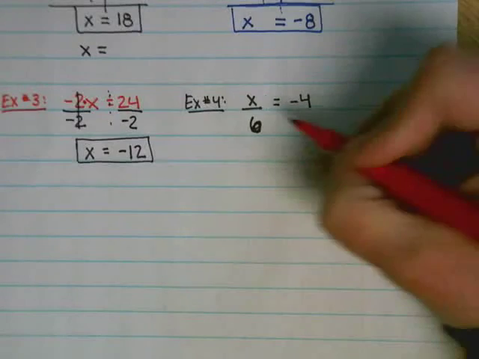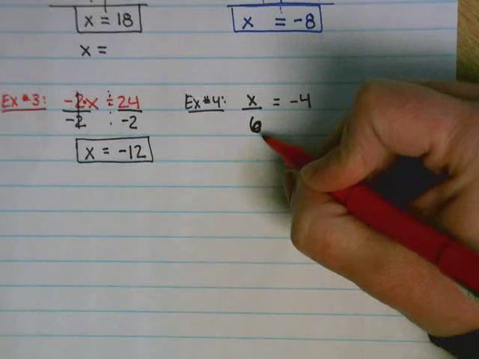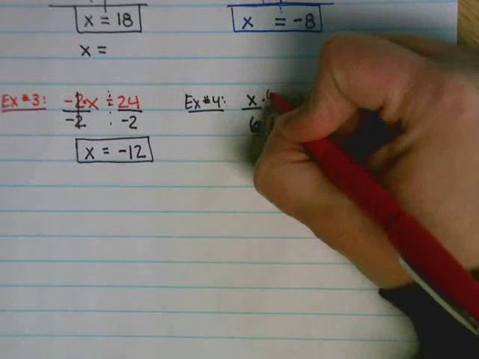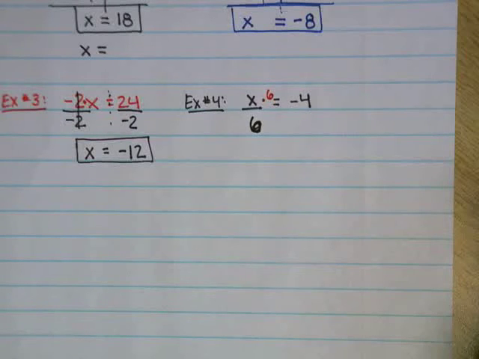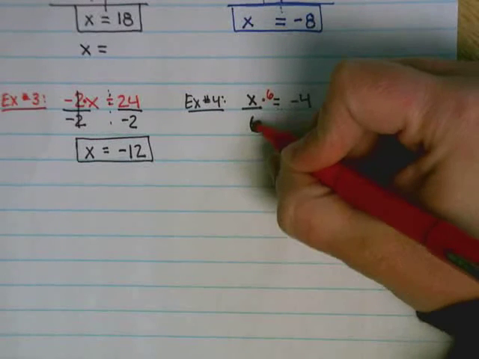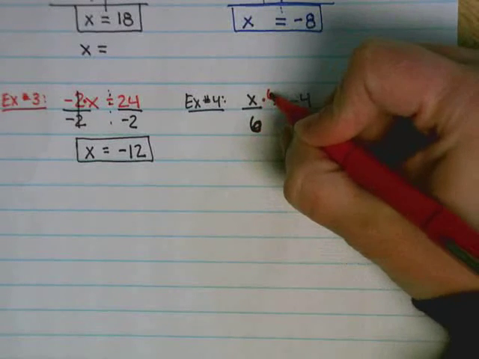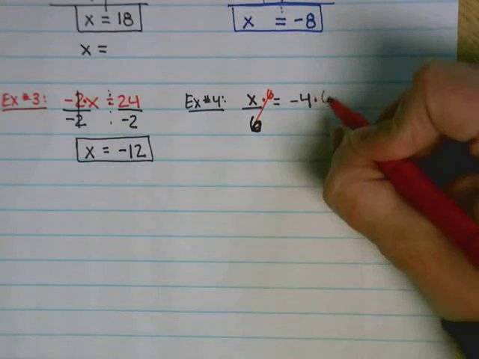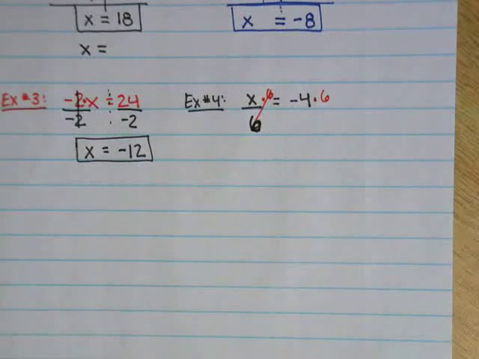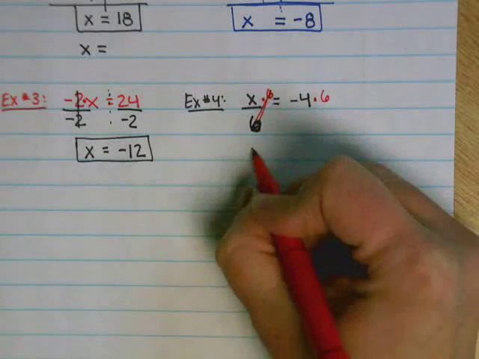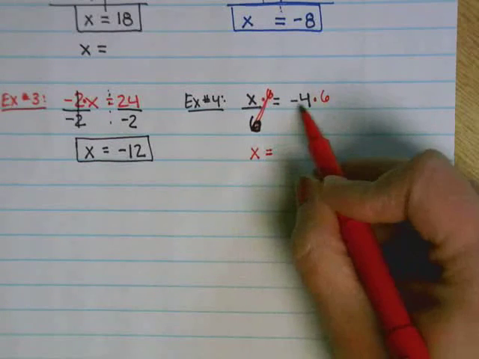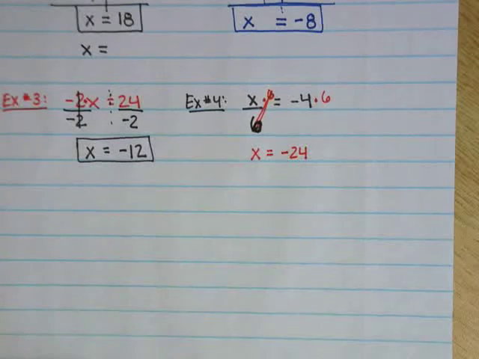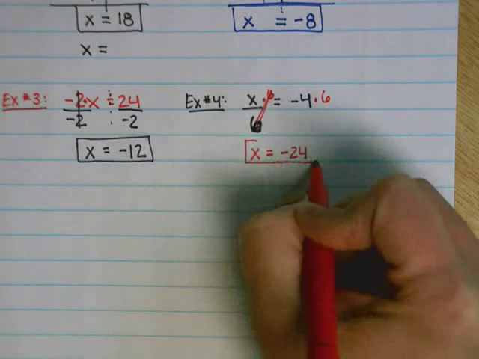So this time, to get rid of dividing by 6, what's the opposite of dividing? Multiplying. So I'm going to multiply this whole side by 6. And in doing that, dividing by 6 times 6 cancel each other out. Whatever I do on one side, I'm going to do on the other side and multiply by 6. Those went away, so all I have left is x, and negative 4 times a positive 6 is going to give me a negative 24. So there is our solution.